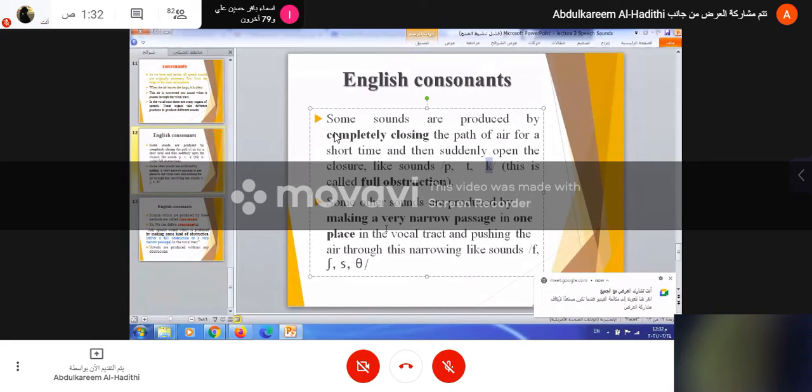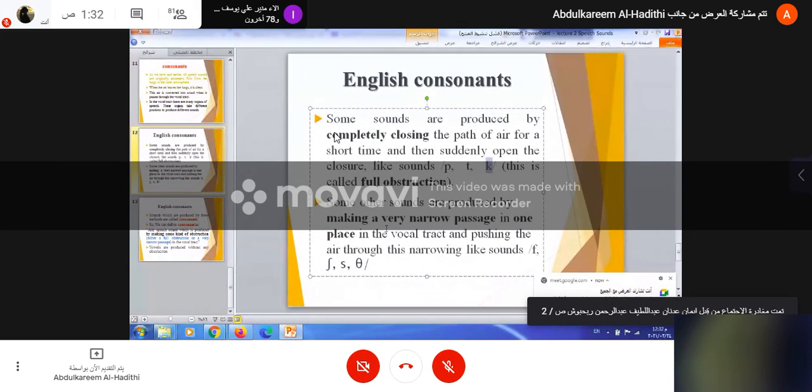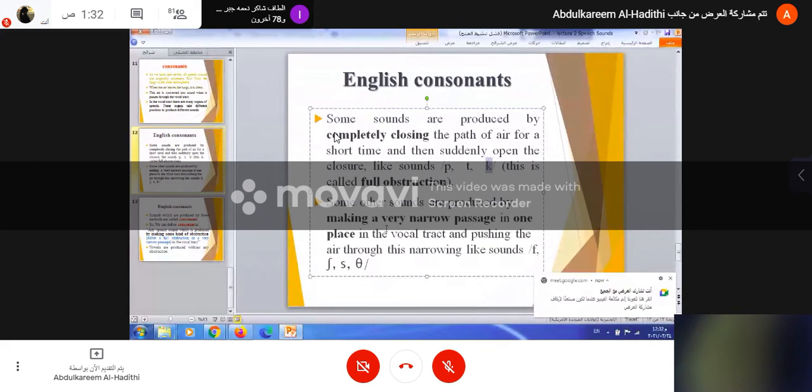Sometimes we do not make a full obstruction, but some sounds are produced by making a very narrow passage. يعني أصوات أخرى ما تسوي إغلاق تام للهواء، ولكن تسوي تضيق شديد في مكان ما بالفم. For example, the sound sh, the sound s. These sounds are produced by making a very narrow opening, and we push the air through this very narrow opening. When the air passes through the very narrow passage, it creates friction.